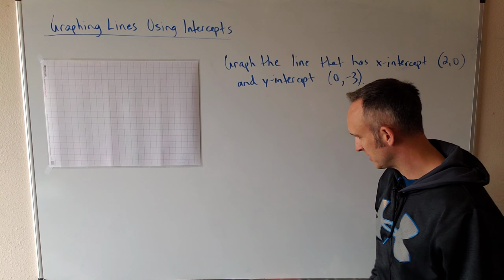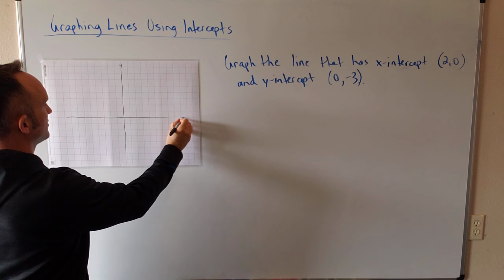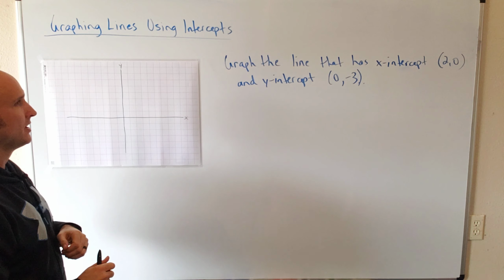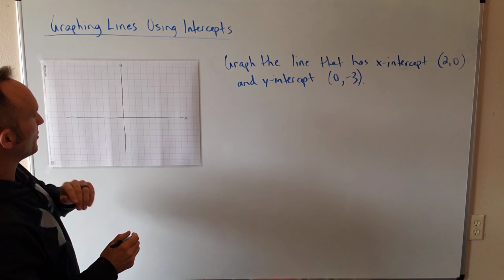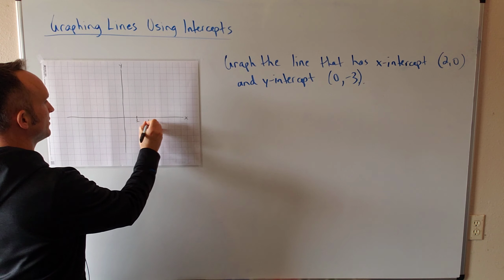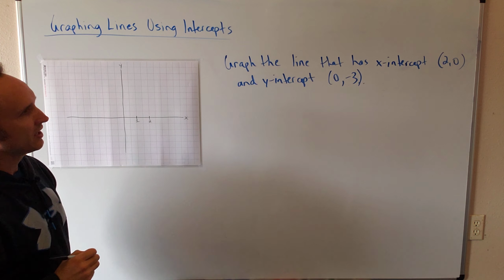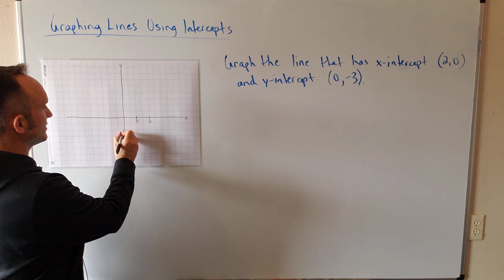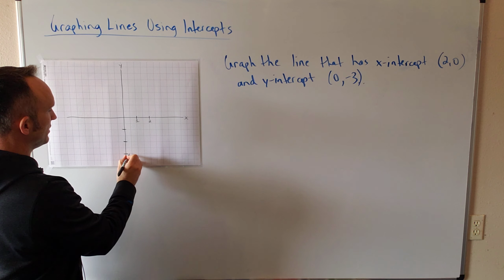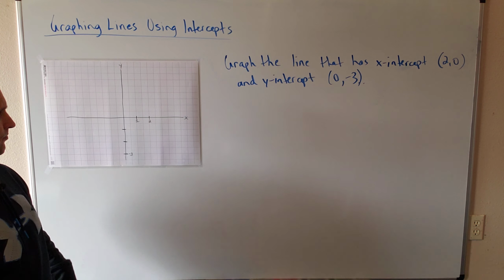So we'll create our axes. Let's say this is our y-axis. This is our x-axis, right? And I need to set up a scale on each axis. I need to go to 2 on my x-axis, so let's say this is 1, and here is 2. And I need to go to -3 on my y-axis, so -1, -2, -3 right there.